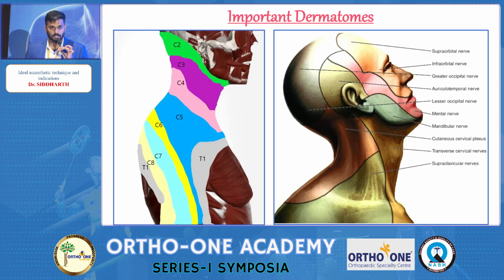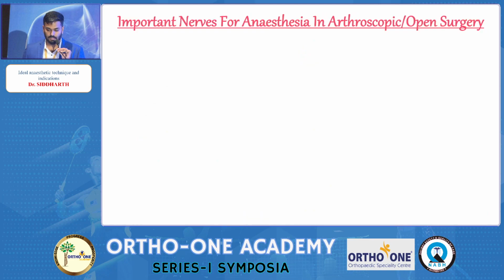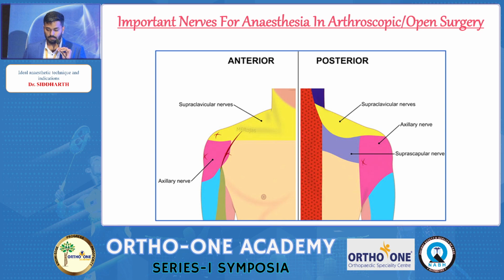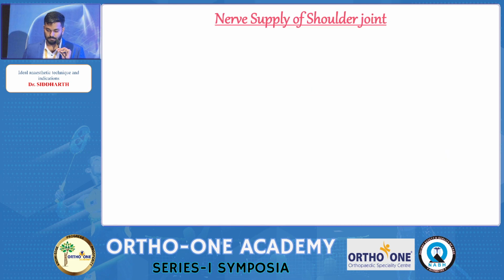So before we go into the actual block per se, you need to know about the basic anatomy of the nerve supply of the shoulder. As you can see from this slide, the main nerve supply of the shoulder is C5, C6, and C7. And the joint is mainly supplied by the supraclavicular, axillary, and the suprascapular nerve. So if you are able to knock out these nerves, it will provide you with adequate anesthesia and analgesia.